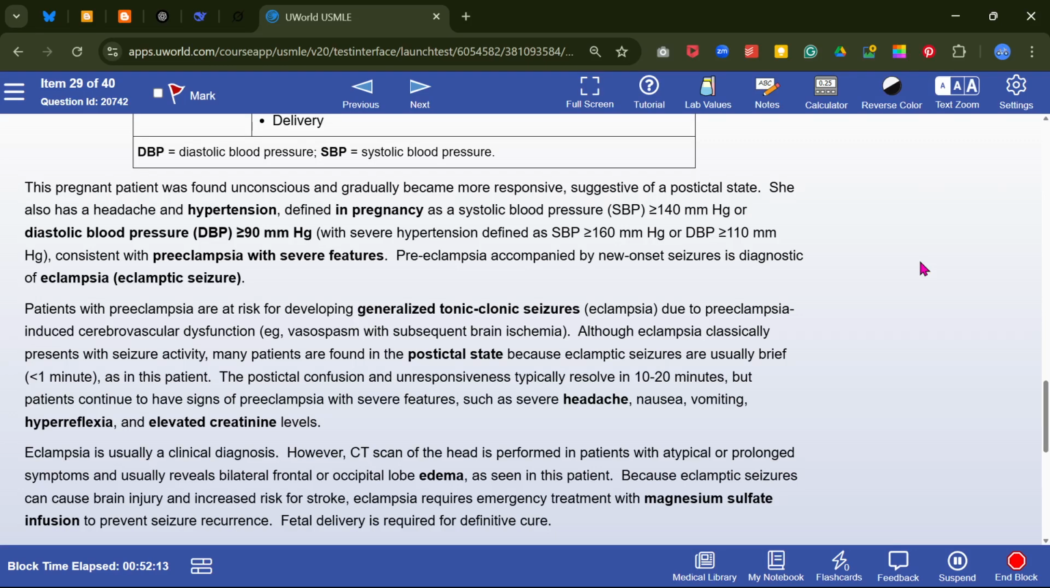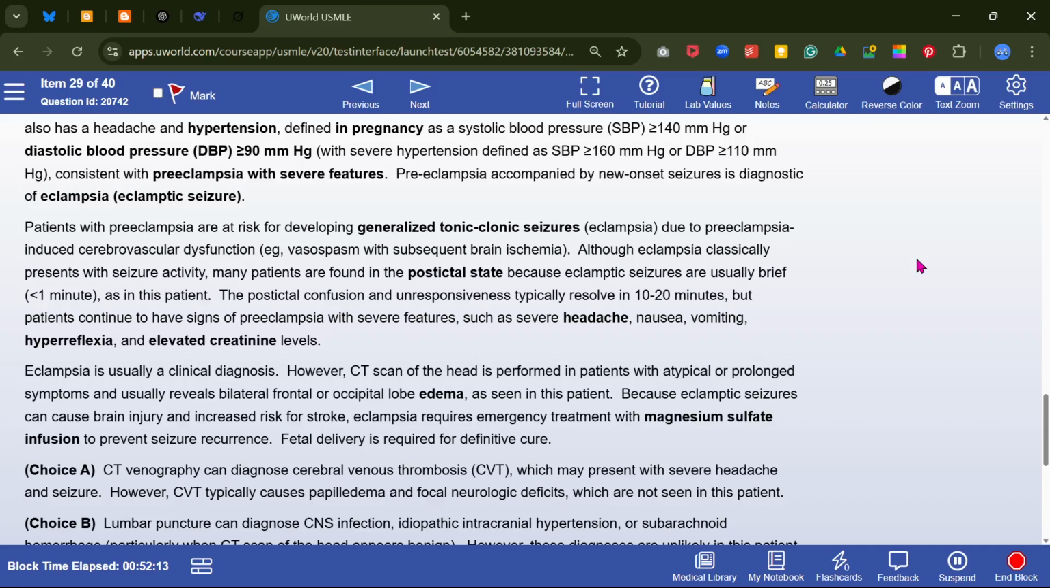However, CT scan of the head is performed in patients with atypical or prolonged symptoms and usually reveals bilateral frontal or occipital lobe edema, as seen in this patient, because eclamptic seizures can cause brain injury and increase risk for stroke. Eclampsia requires emergency treatment with magnesium sulfate infusion to prevent seizure recurrence. Fetal delivery is required for definitive treatment.